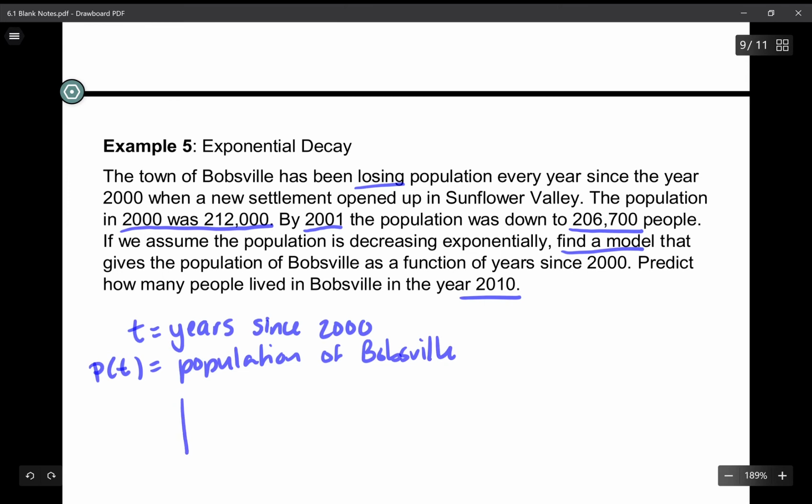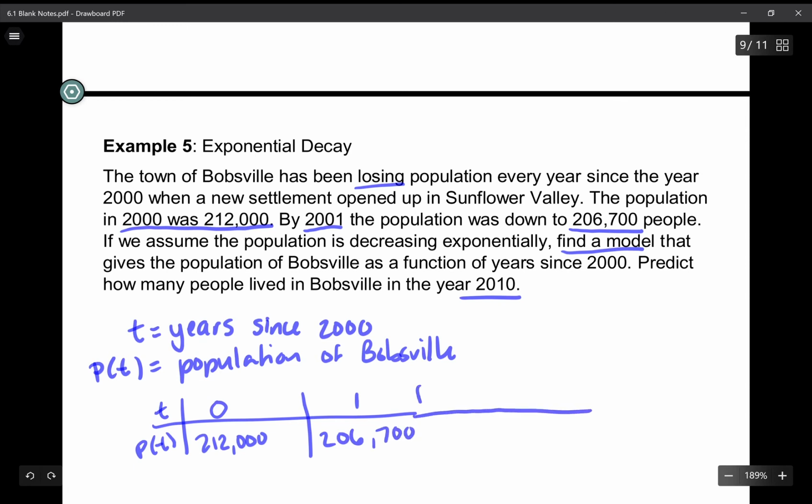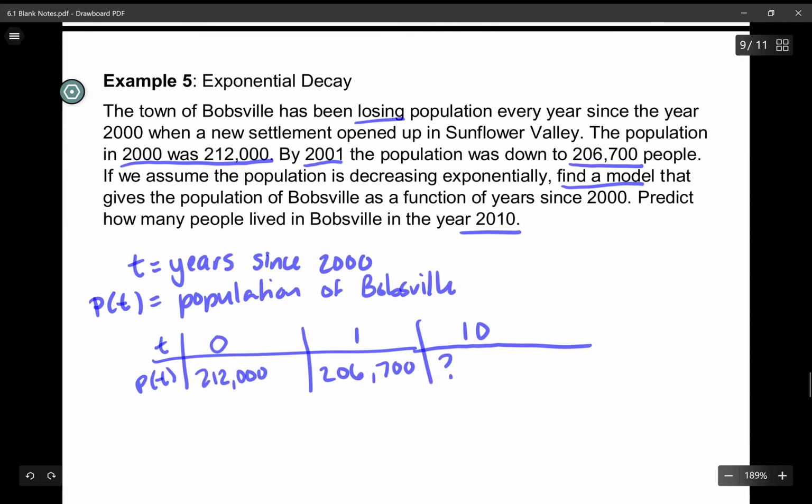And if I make a chart, sometimes this helps me a little bit. And this is my P of T. I know that at time 0, which is in the year 2000, the population was 212,000. And I know 2001, 1 year later, it was 206,700. All right, and I want to know 10 years later, and that's what I need to figure out, big question right there. That's the plan.